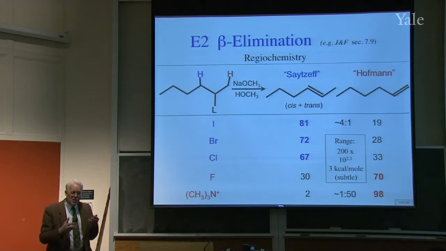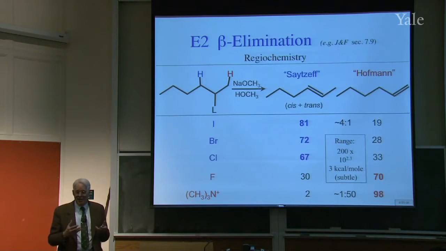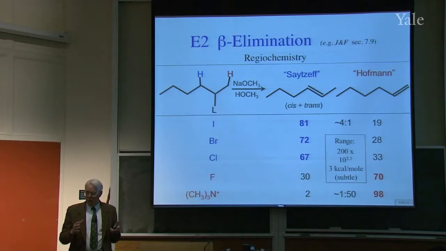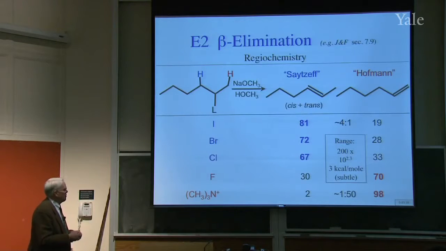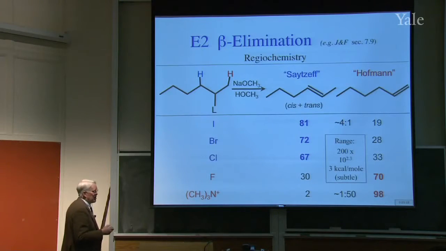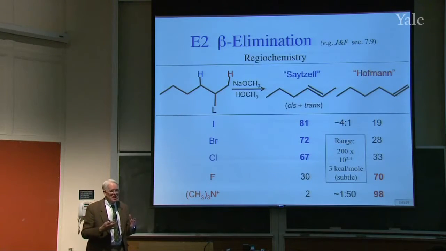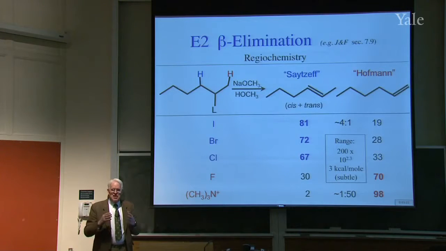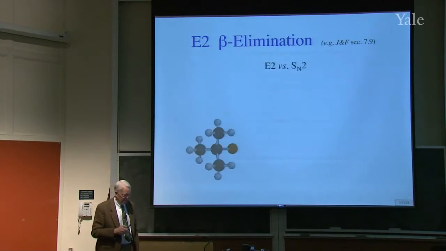So you can see that subtle things are going to enter into this. It's not surprising that there are not hard and fast rules, that sometimes it's Zaitsev and sometimes it's Hoffman, because this is a very subtle thing. It's important for synthesis, but it's not a big factor that you could be confident that you could put your finger on it and say that's the reason it went that way.